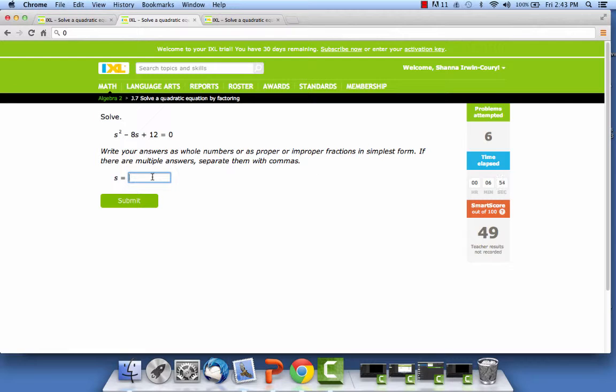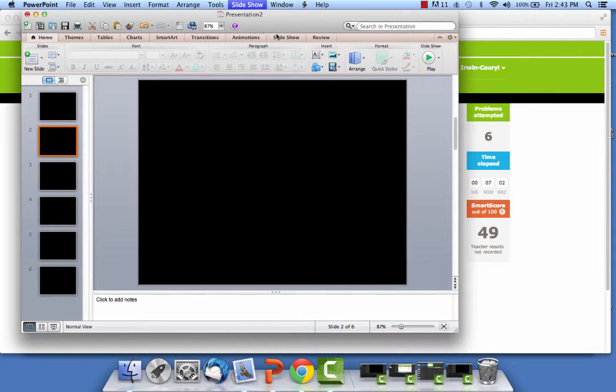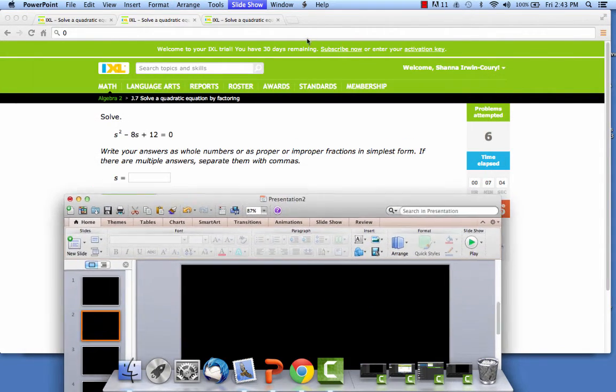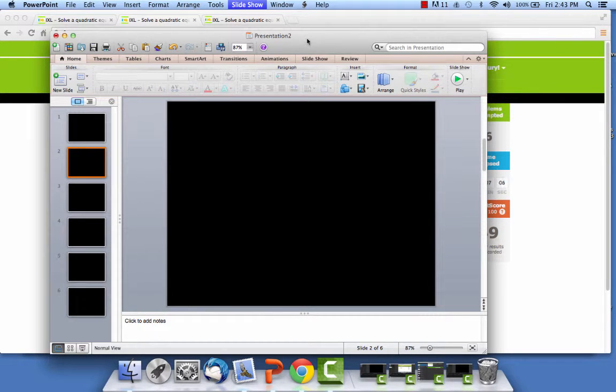Okay, now this one, because if I have 8 and I get 4, I square that, I don't get 12. It's not a simple, necessarily, factorization. So let me see. Negative 8, 12.